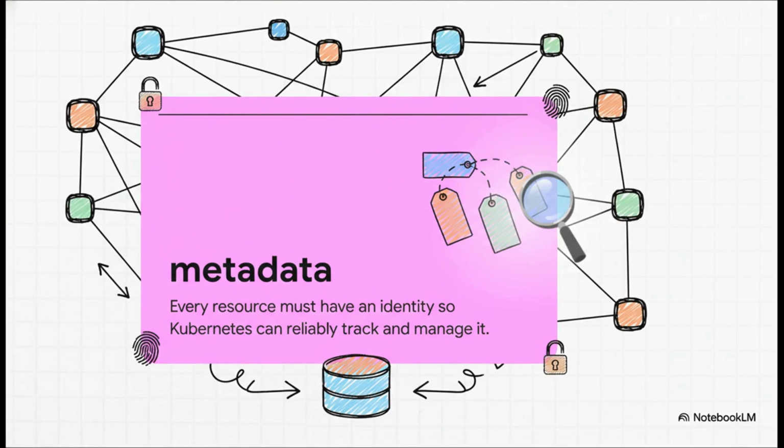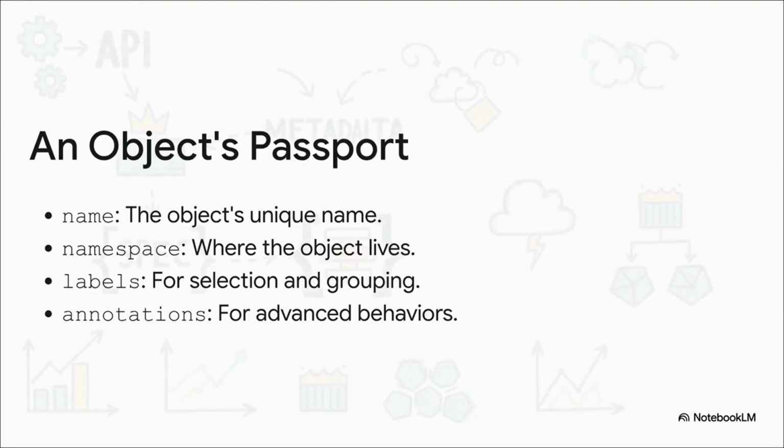All right, moving on to M for metadata. See, Kubernetes doesn't deal with anonymous objects. Everything, and I mean everything, needs to have an identity so it can be tracked, managed, and found later. So inside metadata, you're always going to have a name. You'll usually have a namespace too. This is also where you put labels, which are critical for grouping things, and annotations, which are for passing extra info to other tools. Think of it like the object's passport.